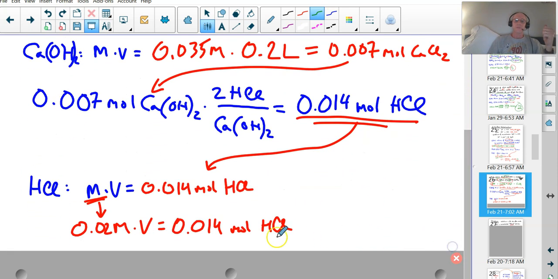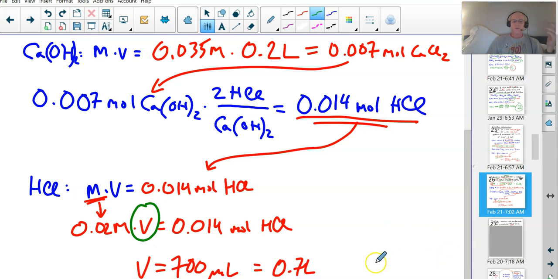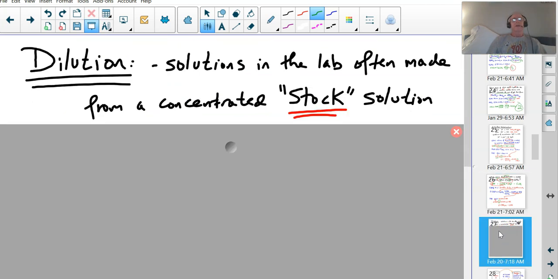All right, let me scroll back down. So this is m times v, and the only thing we don't know is v, because we figured out the number of moles. And so again, a simple algebraic problem to get to the answer. So solve for v, substitute the values in, solve for v. Good.